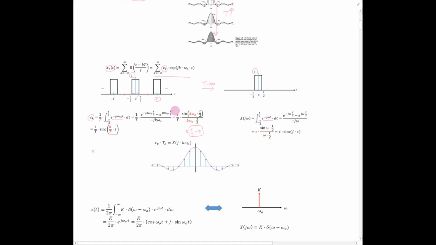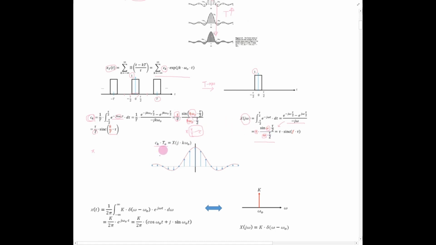The difference is that k omega 0 is replaced by omega. Then it will give this result, and the numerator gives 2 times j sine, so we can replace it this way. This is another sinc function. Now compare the Fourier series coefficient and the Fourier transform value. If you multiply by T on the left-hand side, then the remainder can be compared. Tau is the same, and k omega 0 is replaced by omega. Then it's exactly the same.